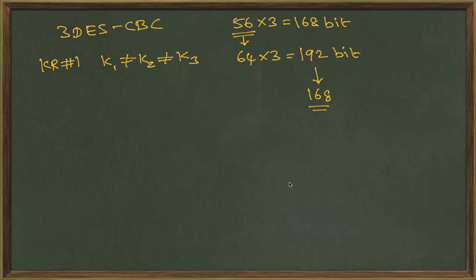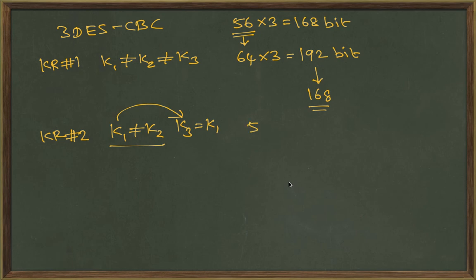Okay. So we will also see another demo of keyring option 2. In keyring option 2, if you remember, K1 is not equal to K2, whereas K3 is nothing but K1, right? Your K3 is nothing but K1. That means I only need 2 keys. So 2 keys means 56 into 2. How much do you need? 112.